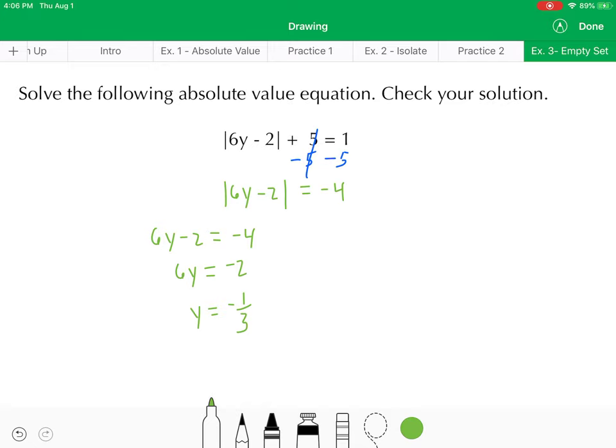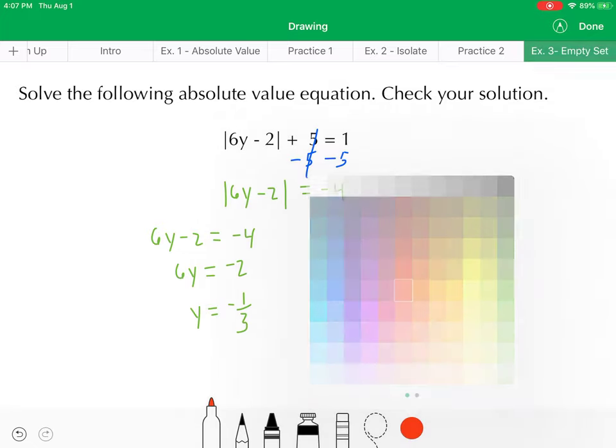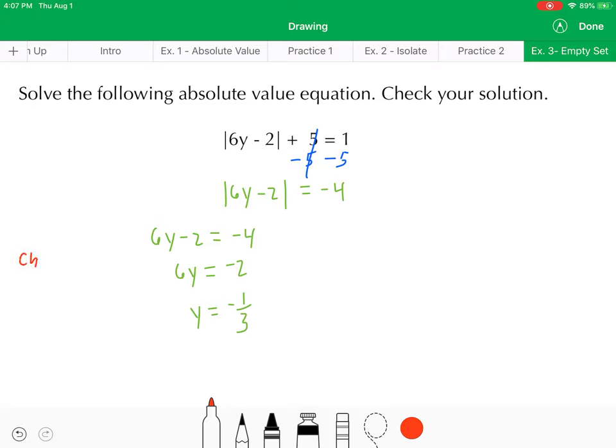All right, now let's check that one. If I were to plug negative 1/3 back in for y in the original equation, 6 times negative 1/3 is going to give me negative 2. Negative 2 minus 2 is negative 4. The absolute value of 4 is 4, and 4 plus 5 does not equal 1. Okay, let's show all that work over to the side here.